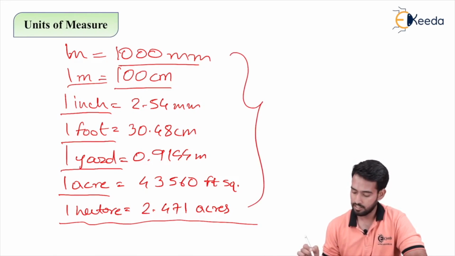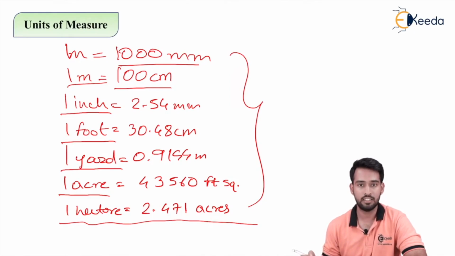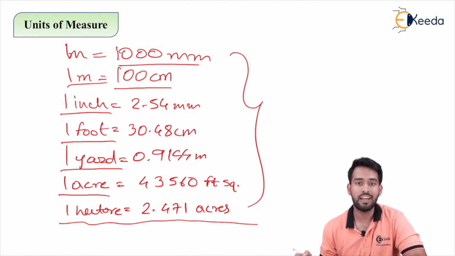So basically, in surveying, the large areas are calculated in hectares or acres. The small areas are calculated in meters, centimeters, or even mm.